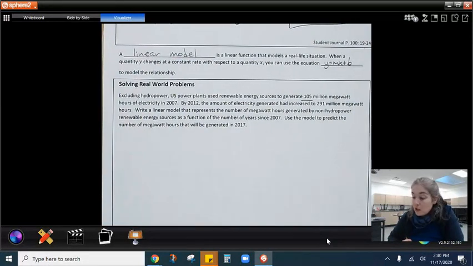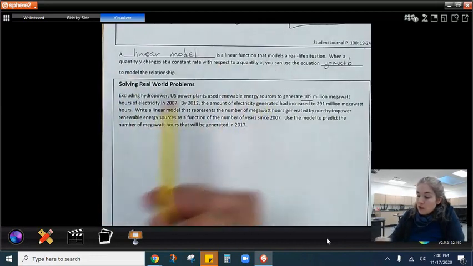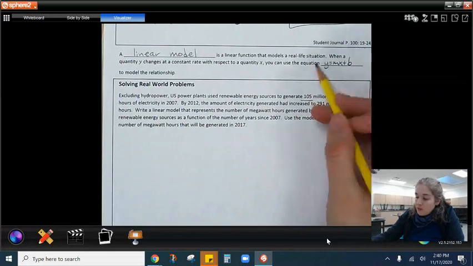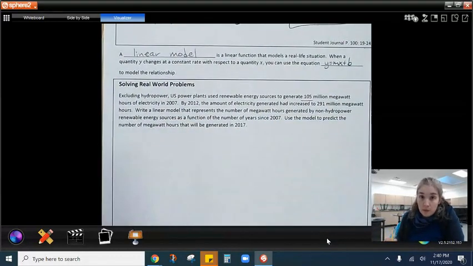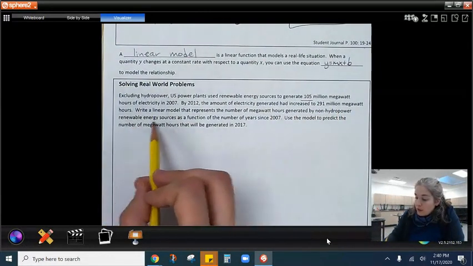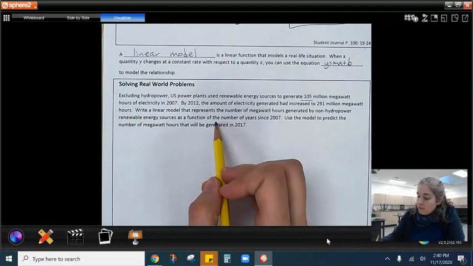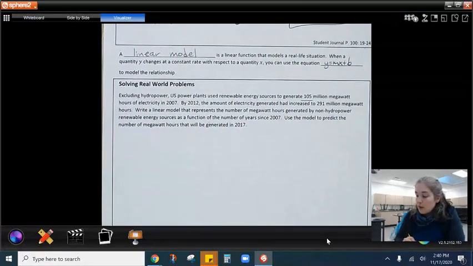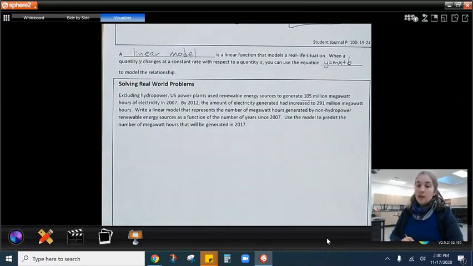We want to write a linear model. So a linear model is a function that models a real life situation. And we're going to use the form y equals mx plus b. So that means we need to find our slope and we need to find our y-intercept. We want to find the megawatt hours generated by non-hydro renewable energy sources as a function of the number of years since 2007. Then use the model to predict the number of megawatt hours in 2017.